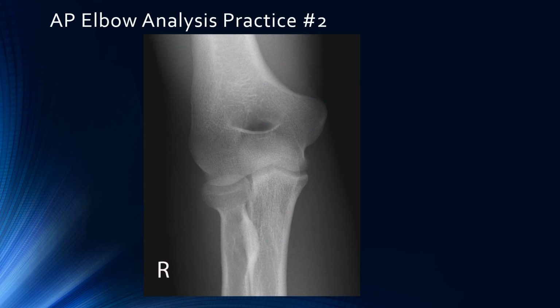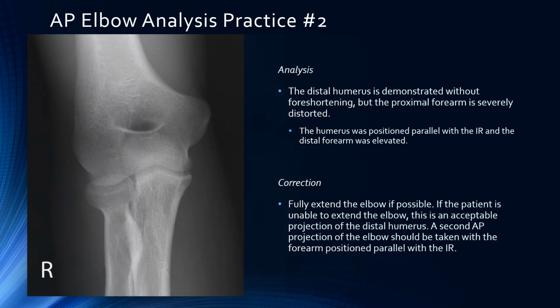AP elbow analysis practice number 2. Analysis. The distal humerus is demonstrated without foreshortening, but the proximal forearm is severely distorted. The humerus was positioned parallel with the IR, and the distal forearm was elevated. For correction, fully extend the elbow if possible. If the patient is unable to extend the elbow, this is an acceptable projection of the distal humerus. A second AP projection of the elbow should be taken with the forearm positioned parallel to the IR.